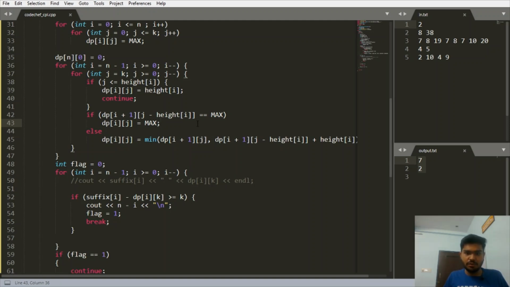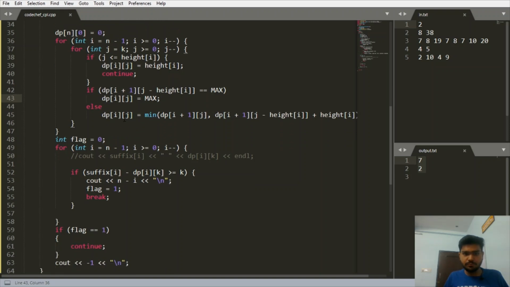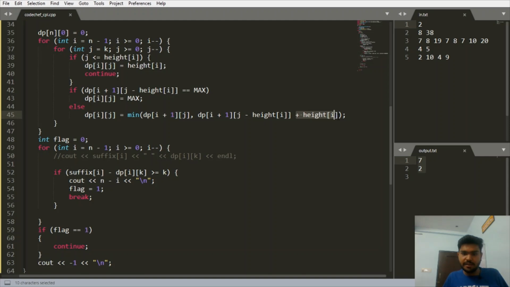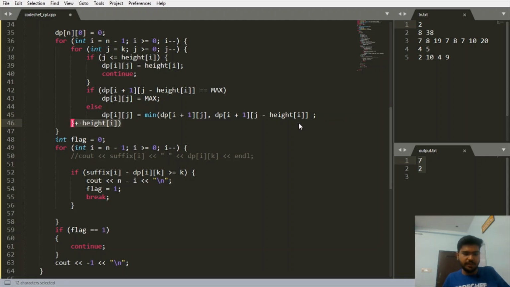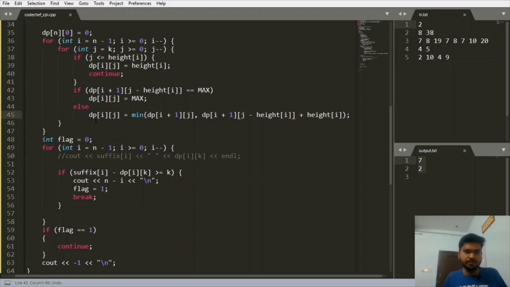And if this is not true, then what we will do? We will take the minimum of the i plus 1th state if we are not including that box, and the i plus 1th state and j minus the height of i, as we do in the traditional knapsack, right? J minus the height of i to check the previous state, and then add that particular box, that is the height of i. So this is the important condition over here. These are the three important conditions for filling the knapsack and selecting the box for a particular tower.